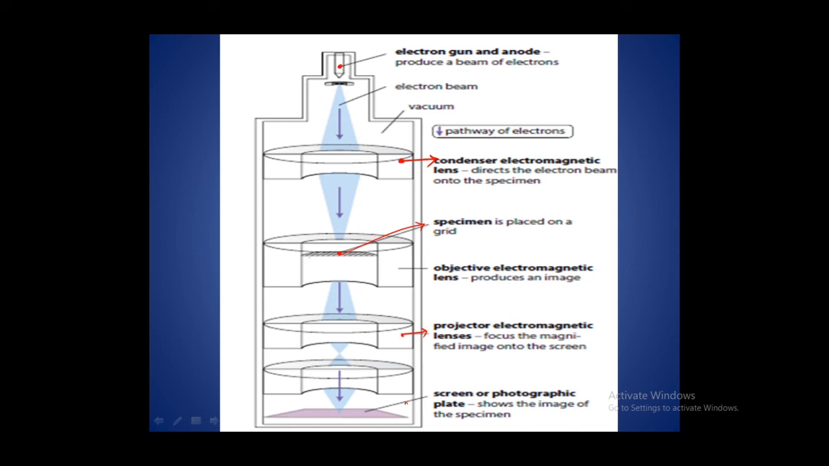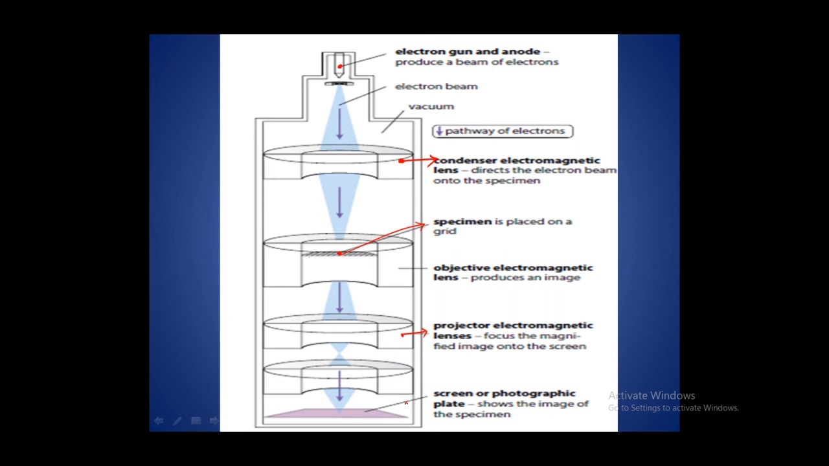As I told you, we cannot see an electron beam as in the case of a light microscope, because the light we use in a light microscope is in the visible range, so we can observe it through our eyes. But in the case of an electron microscope we cannot, because we are using electrons. So we need to project these electron beams onto a fluorescent screen.